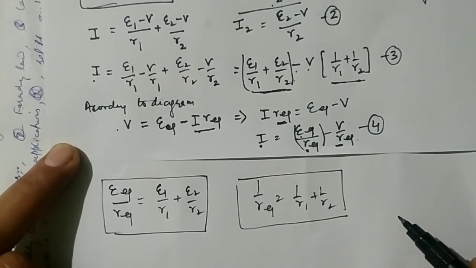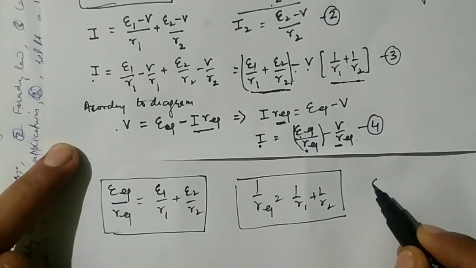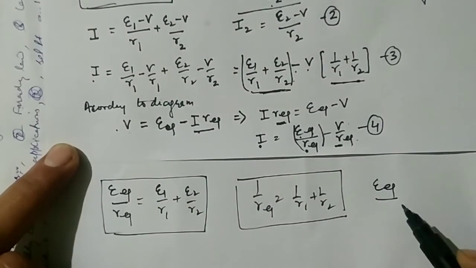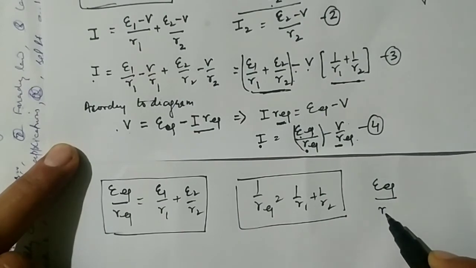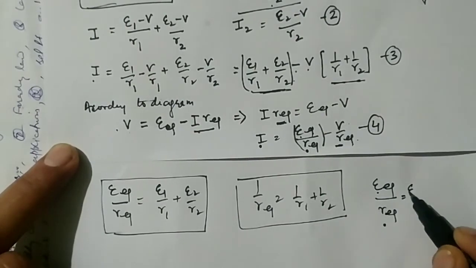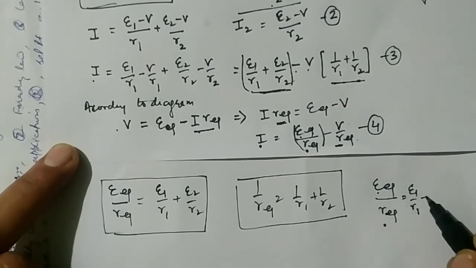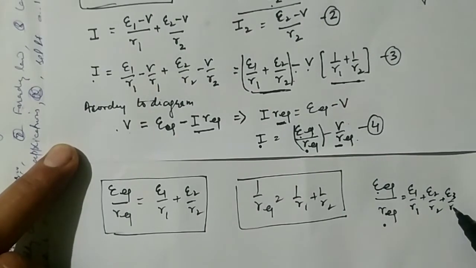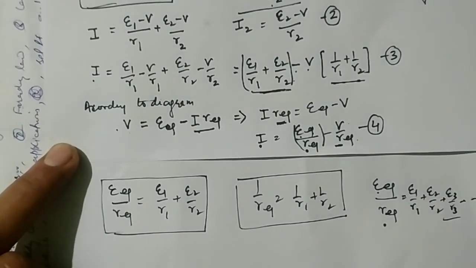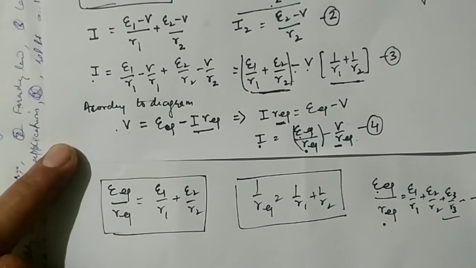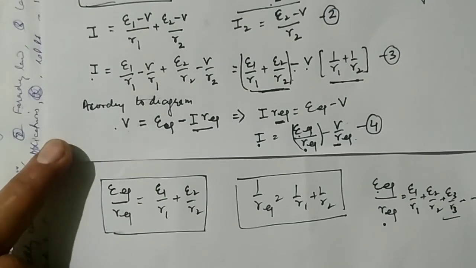For a large number of cells in parallel combination, the equivalent EMF can be calculated as E equivalent divided by R equivalent is equal to E1 divided by R1, plus E2 divided by R2, plus E3 divided by R3, and so on. And the equivalent resistance is the same as we calculated for resistances in parallel combination.